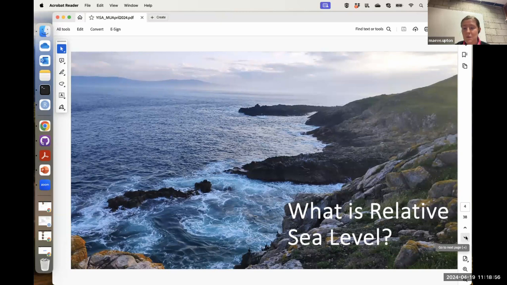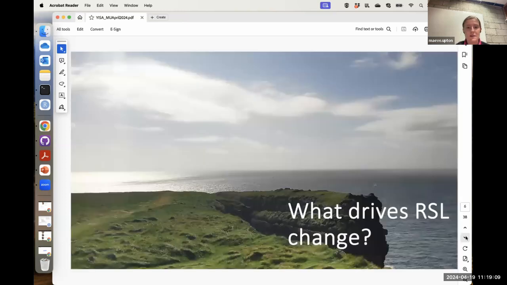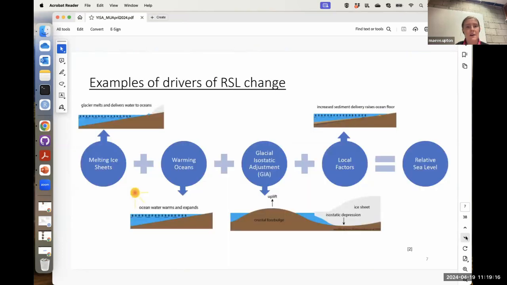Starting with what relative sea level is: it's the difference between the sea surface level and the Earth's sediment surface, and it's a complex pattern of interactions that vary in time and space. There are lots of different drivers that can impact it, both in space and in time. We have 4 examples that I'm going to talk through today.